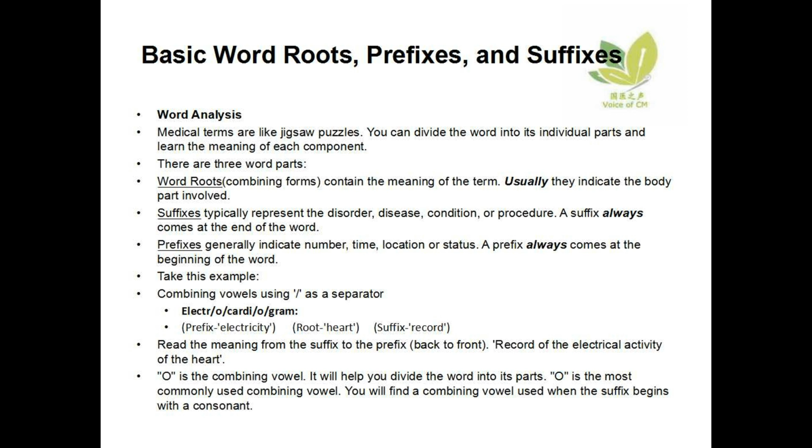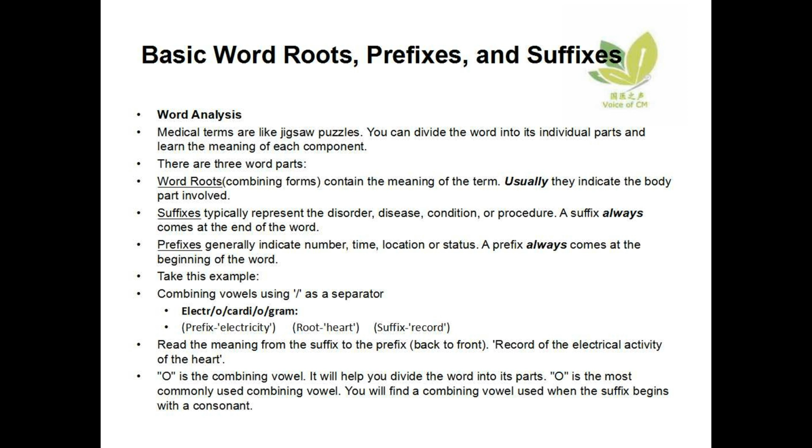So, word analysis. Medical terms are like jigsaw puzzles. You can divide the word into its individual parts and learn the meaning of each component. There are 3 word parts. Root words, sometimes also known as combining forms, contain the meaning of the term. Usually, a root word indicates the body part that is involved. A suffix typically represents the disorder, disease, condition, or procedure.